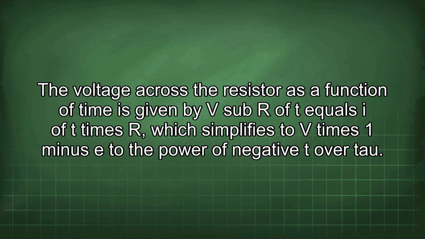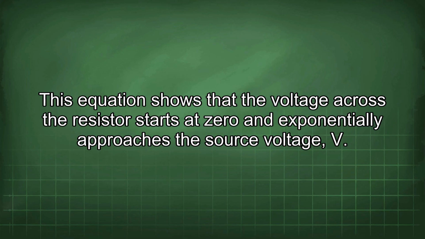The voltage across the resistor as a function of time is given by V sub R of t equals I of t times R, which simplifies to V times 1 minus e to the power of negative t over tau. This equation shows that the voltage across the resistor starts at 0 and exponentially approaches the source voltage, V.